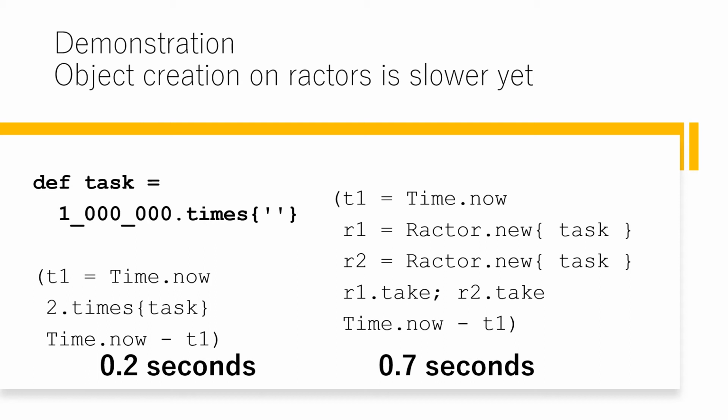However, the current Ractor implementation is not matured, especially on object creation. Let's set the task as creating 1 million strings. Using a single thread, it takes 0.2 seconds, but the Ractor version consumes 0.7 seconds. This is because object allocation is not tuned compared with sequential mode. So I will try to improve this performance degradation before the Ruby 3.0 release.